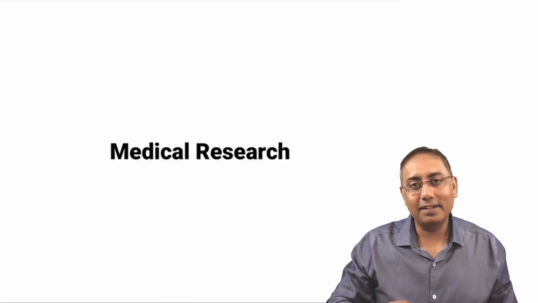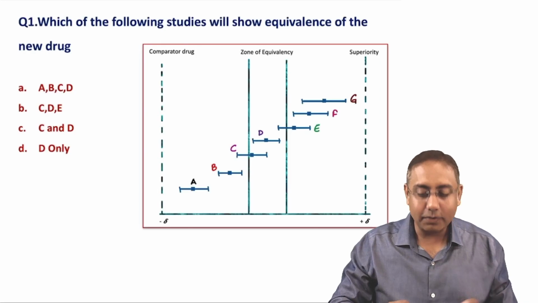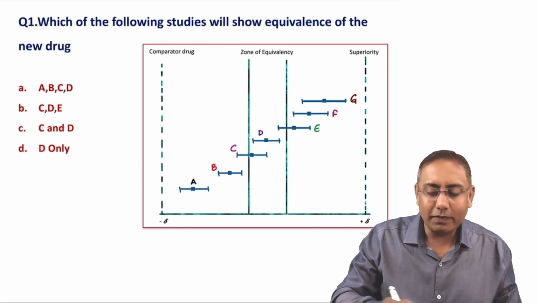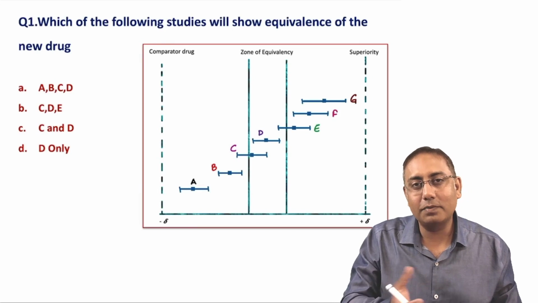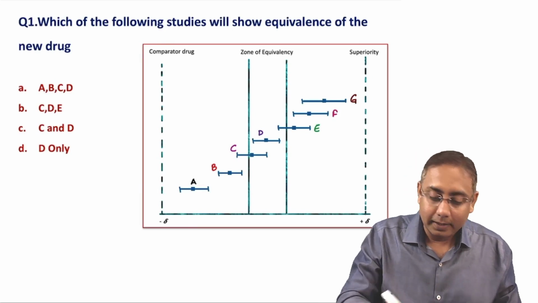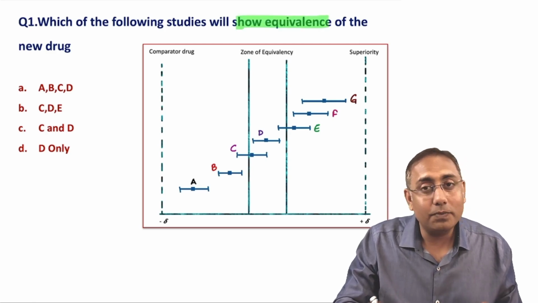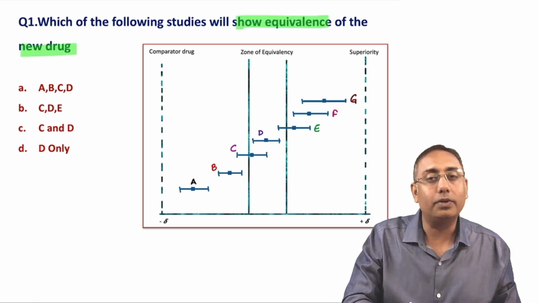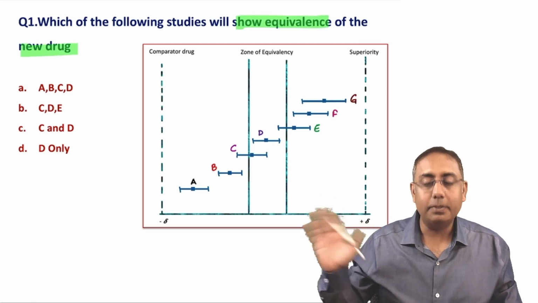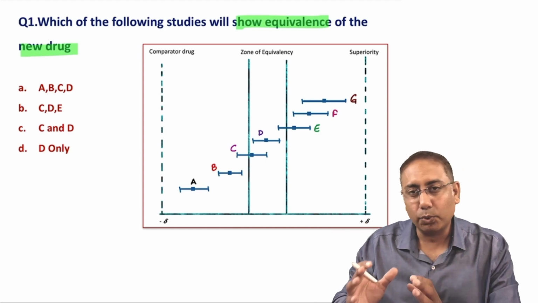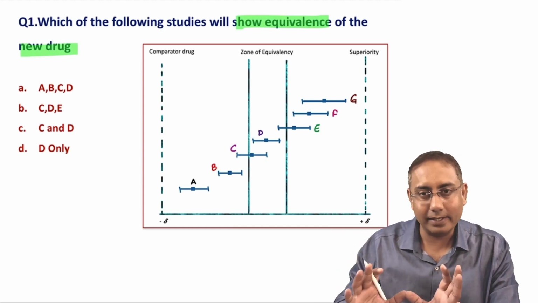Let's get started with medical research, the first MCQ. In fact, the first MCQ was one very solid topic. Which of the following studies will show equivalence of the new drug? This was the image they had seen. There was a comparator drug, zone of equivalency, superiority, and things like this.